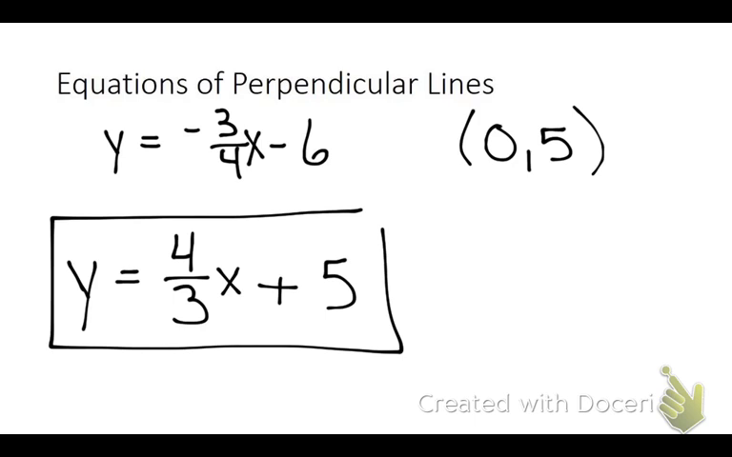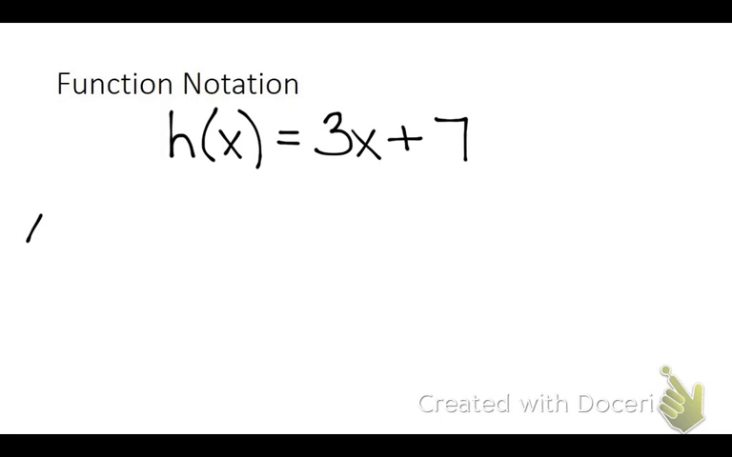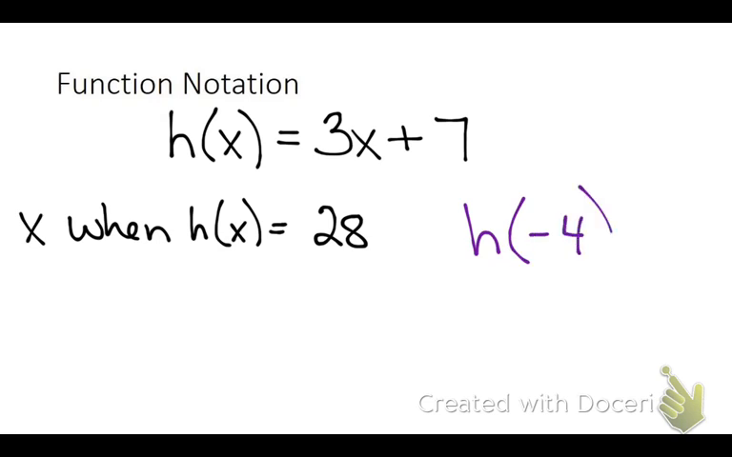If you got it wrong, do you have any questions? Anything? All right, now we're going to do some of the function notation. This is what we learned on Wednesday in section 8.7. Let's say we have this equation, h of x equals 3x plus 7. So there's my function. Now I have two scenarios.